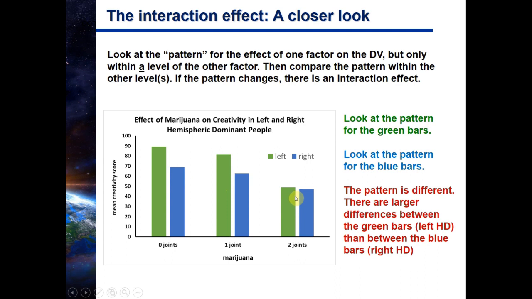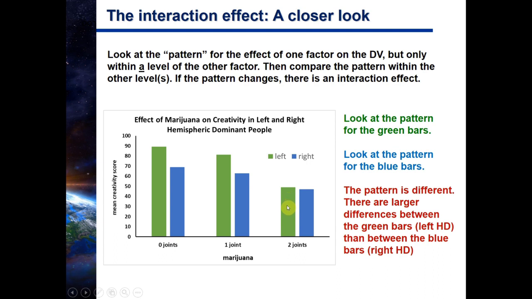The other direction was comparing the effect of marijuana, so looking at 0, 1, and 2, but separately or within each level of hemispheric dominance. So we're going to look at this group, and this group. Those are 3 levels of marijuana just for the left. And that would be a one-way independent ANOVA. And if that is significant, yes, you need post hoc tests to see which means are different from which.